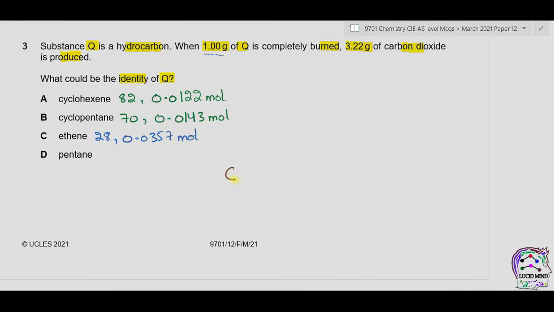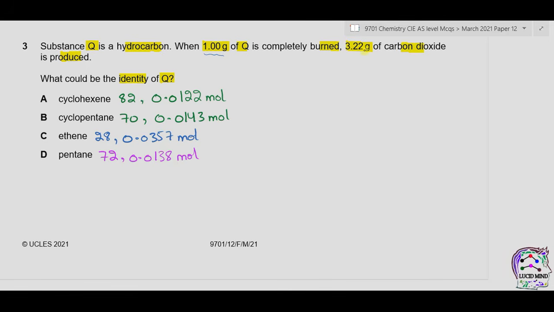Similarly for D, we have pentane. Pentane means 5 carbon alkane. The general formula of alkane is CnH2n plus 2. So hydrogen will become 12. Molecular mass is 60 plus 12, 72. Number of moles will be 1 gram divided by 72. It is equal to 0.0138 moles. So we can write 72 as molecular mass and 0.0138 moles.